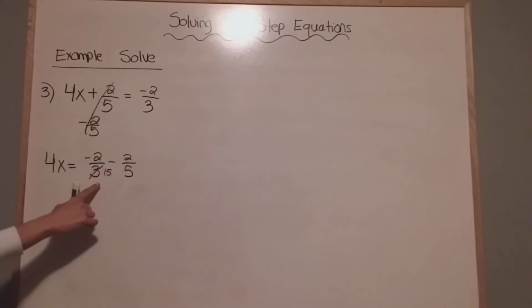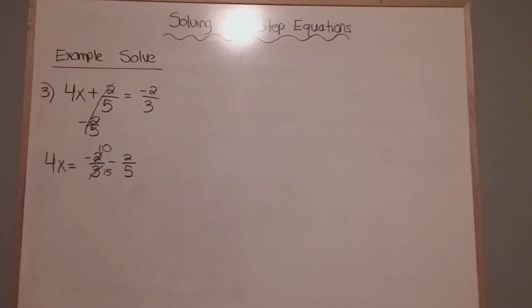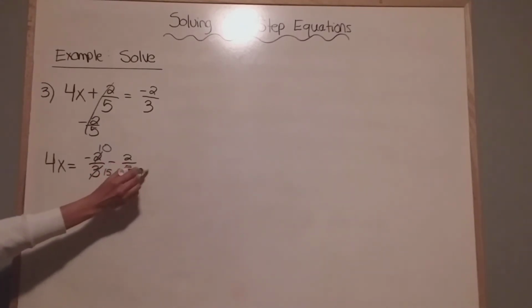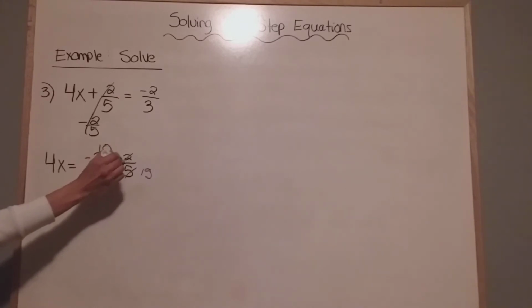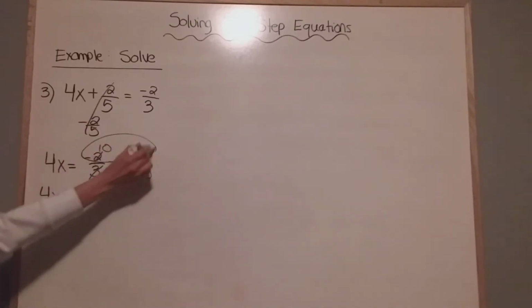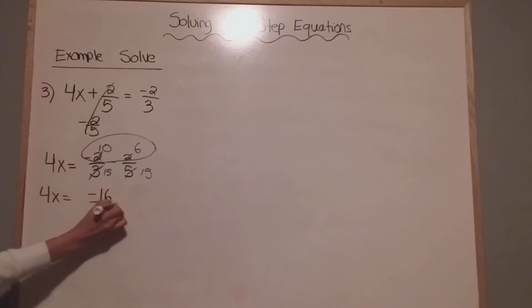So I want to change this to 15. I did that by multiplying by 5. So I have to also multiply this by 5, which gives me 10. I got to change that to 15, so I multiply by 3. That gives me 15. But I also multiply this by 3, which gives me 6. So now my question becomes 4x is equal to, and remember, when you're subtracting, I work with the top numbers. Negative 10 minus 6, which gives me negative 16. And the denominator stays the same.